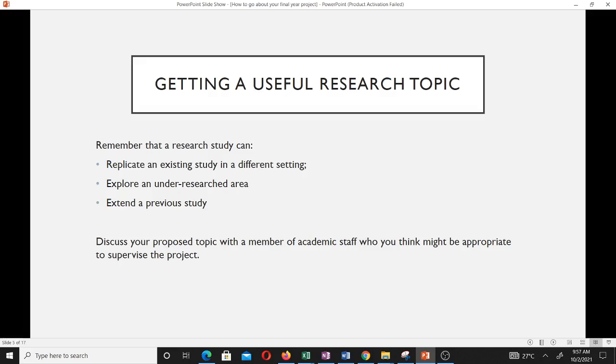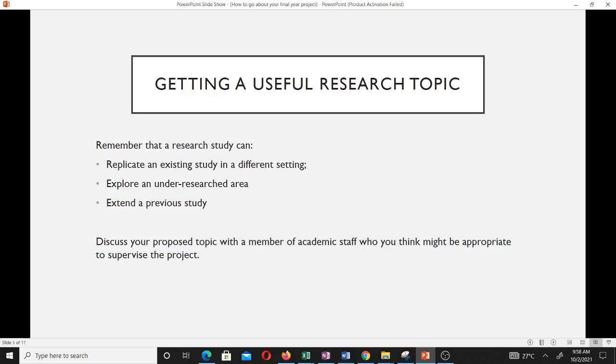So remember that when you're going to do a research project, it can replicate an existing study in a different setting. So you can choose a topic which someone has worked on before, but you can change one or two things inside. So, for instance, someone worked on a problem, let's say the nest scheduling problem, and the person used a genetic algorithm. You can also work on the same problem, that's the nest scheduling problem, using a different method. Let's say the reverse simplex method or taboo search or something else.